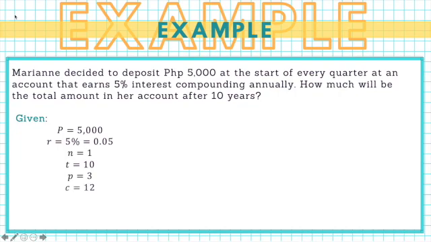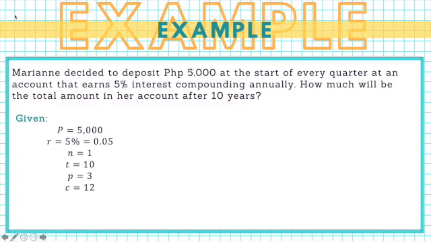And then for the small letter c, since it compounds annually, it means it compounds every 12 months. So we have 12. Okay, so let us now identify what type of annuity is involved. Since you are paying every quarter and it compounds annually, then this is a general annuity. And since the payments are made at the start of each payment period, then we are dealing with a general annuity due.